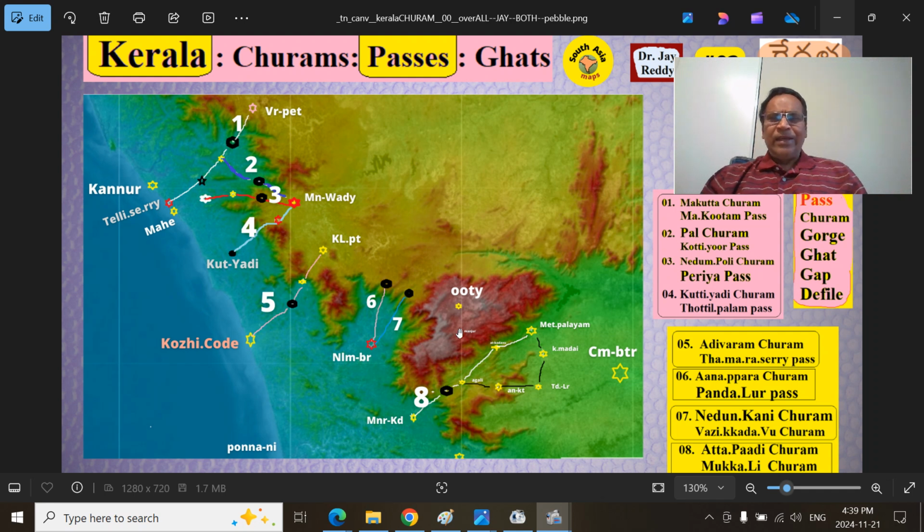In the initial stage, I posted around 7 or 8, and as time permits, I will be posting other passes like Palakkad Pass and Arayankavu, Tenkasi, Shencottah, and Malakkapara, and Marayur, and so on, later.